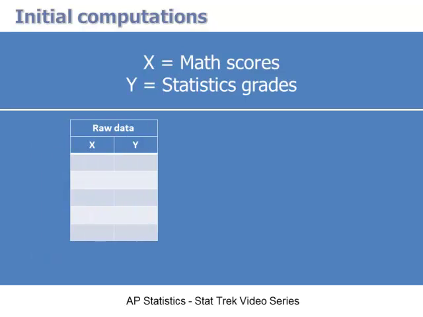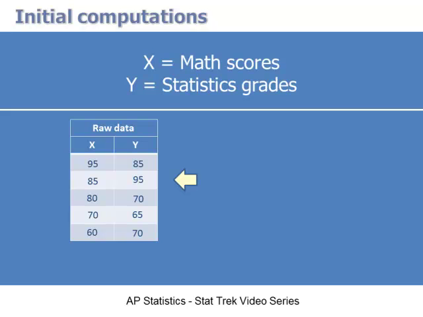For our data, we will use a set of math scores and statistics grades. Column X shows the independent variable, math scores, and column Y shows the dependent variable, statistics grades. Here, capital X and capital Y are raw scores. You can tell from this table that the first student had a math score of 95 and a statistics grade of 85. The second student had a math score of 85 and a statistics grade of 95, and so on.